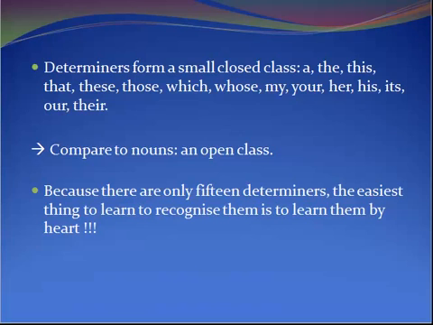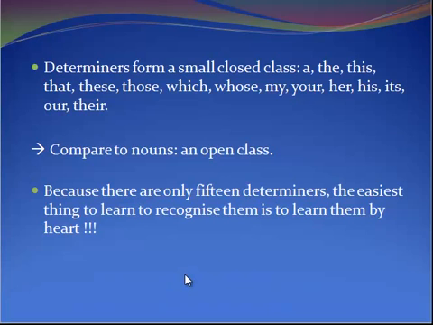If you compare that to nouns, if a new thing gets invented, we give it a name and we create a new noun so that we can refer to it. And therefore the class of nouns is an open class. You can freely add new words to it. Now, because there are only 15 determiners, as you can see here, the easier thing to do to recognize them is to learn them by heart. Just learn them by heart, and then you know when you come across one.